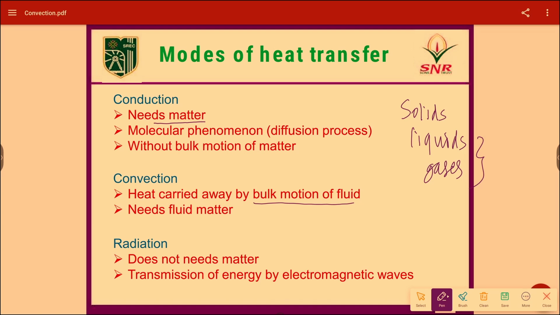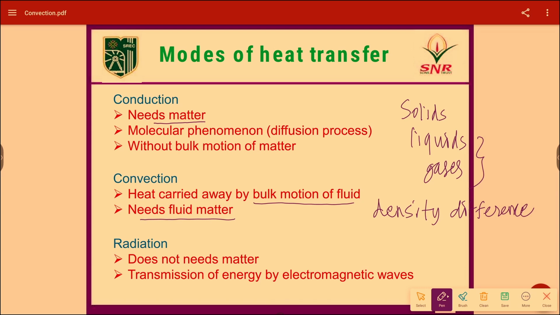The reason for this motion is the density difference. The driving force here is the density difference. We all know that when a fluid is heated, its density tends to decrease, so that fluid will tend to move upwards. On the other hand, fluid on the top has high density and will tend to move downwards. In this way, the bulk motion of fluid happens. So please keep in mind, convection involves fluid matter. It mainly happens between a solid and a fluid, and within a fluid.